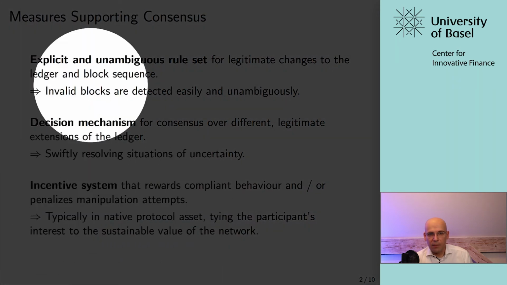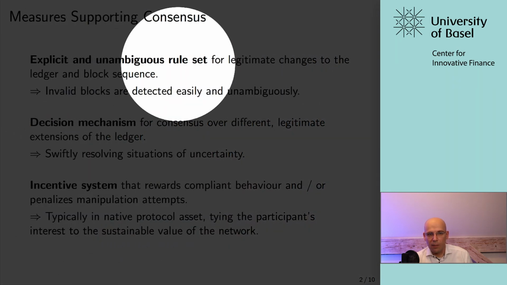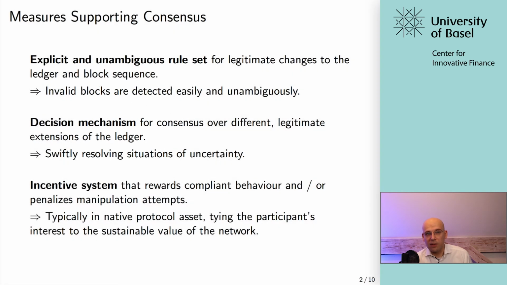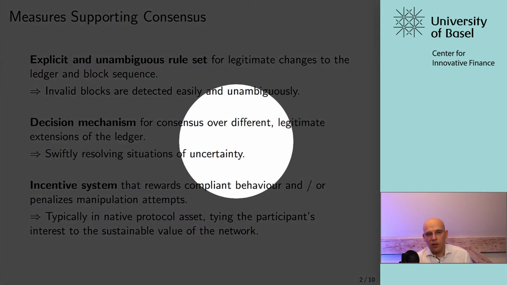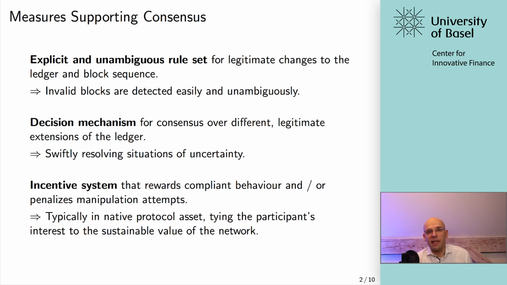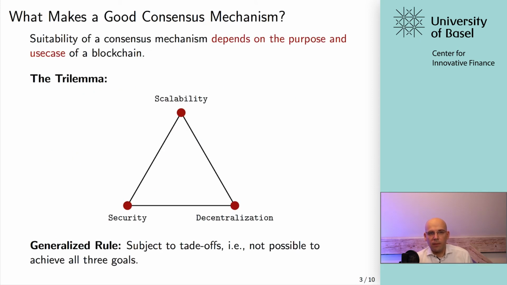So to quickly recap, you need the rule set, an explicit and unambiguous rule set. You need the decision mechanism when there is some uncertainty, when there are some changes required. And of course also you need an incentive system that allows people to get compensated when they're contributing towards the consensus. So there are many different consensus mechanisms.